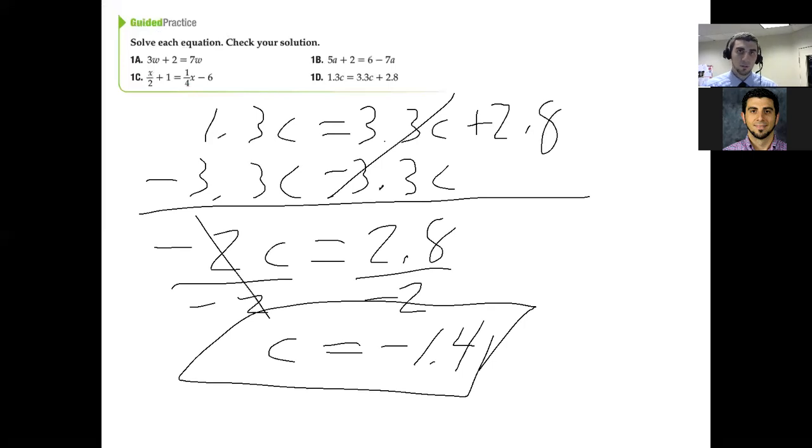It just depends which side you like to put your variables on, and if you like to deal with negatives with the variable or not. Sometimes it can't be avoided.